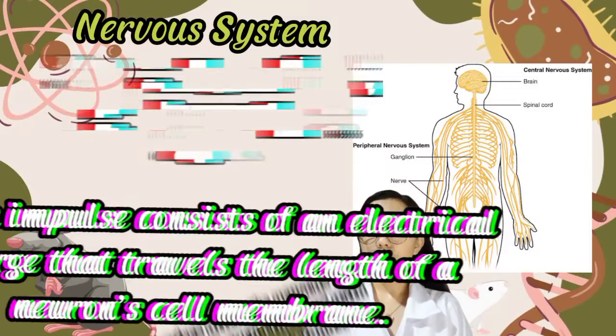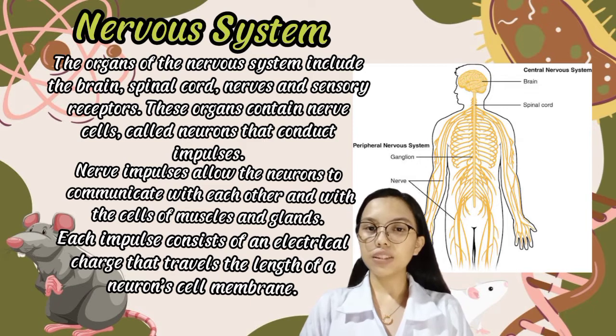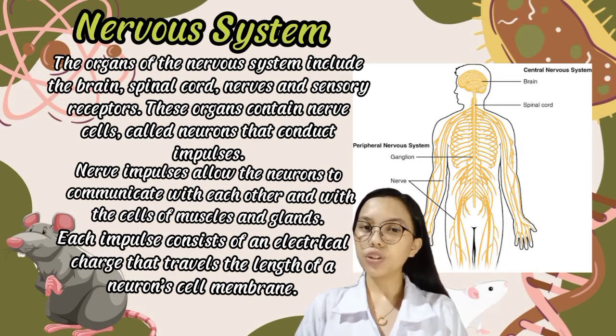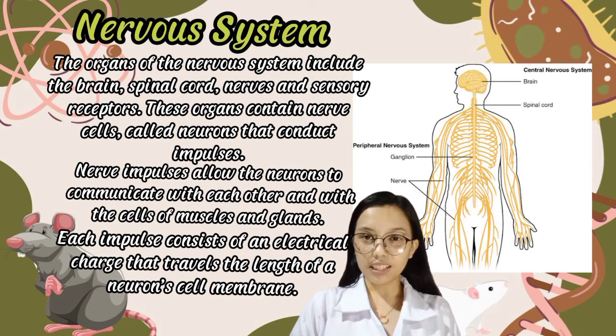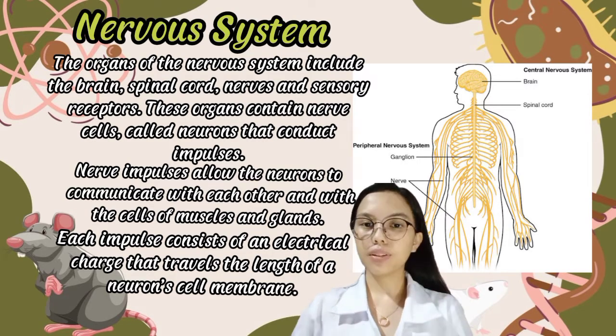The organs of the nervous system include the brain, spinal cord, nerves, and sensory receptors. These organs contain nerve cells called neurons that conduct impulses. Nerve impulses allow the neurons to communicate with each other and with the cells of muscles and glands. Each impulse consists of an electrical charge that travels the length of a neuron's cell membrane.